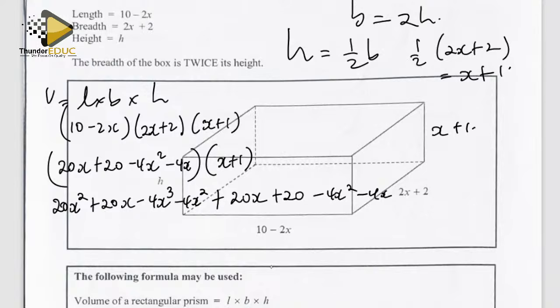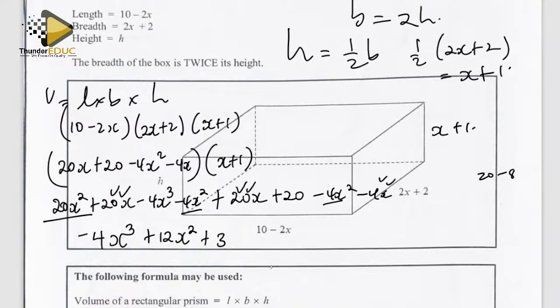Let's collect the like terms. So it's just going to be negative 4x cubed, then 20 minus 4 minus 4. What is 20 minus 8? That is 12. Okay, this is going to be 12x squared. And then with the x, I have 20 and 20, which is 40. 40 minus 4, which is 36x. The constant number that I'm having is just 20.